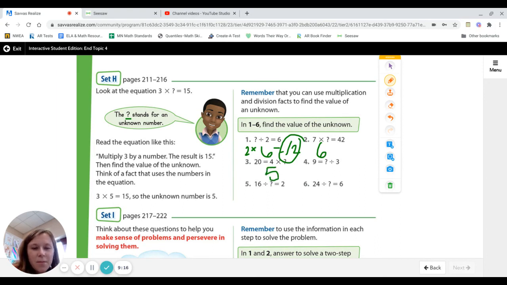9 equals something divided by 3. So we want to think the opposite. If we're doing division, we want to think about multiplication. So 3 times 9 equals 27. So my question mark will be 27.